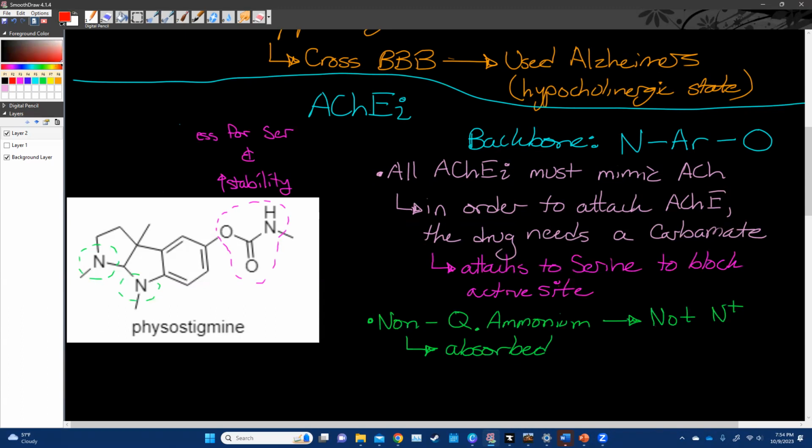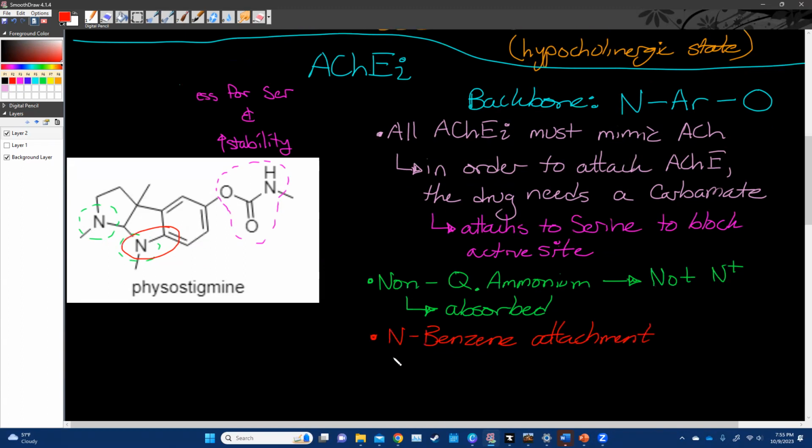So far we've talked about good things. Let's talk about why physostigmine doesn't do a very good job. And it has to do specifically with this attachment. The nitrogen benzene attachment is very unstable. Super, super unstable.